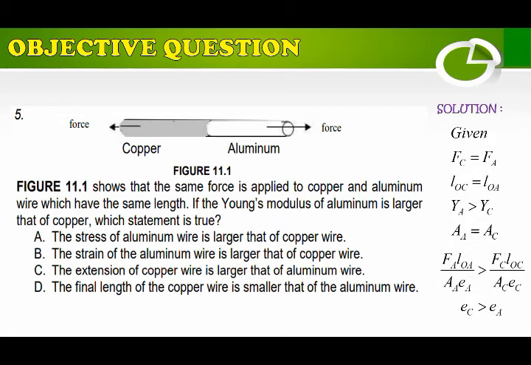For question number 5, the figure shows that the same force is applied to the copper and aluminium wire which have the same length. If the Young modulus of aluminium is larger compared to the copper, which statement is true? To choose the correct answer, take a look at the solution. From the information given, we know that the force, the initial length, and the cross-section area are equal between both wires. Because of that, the extension of the copper wire is larger compared to the aluminium. So, the best answer is C.